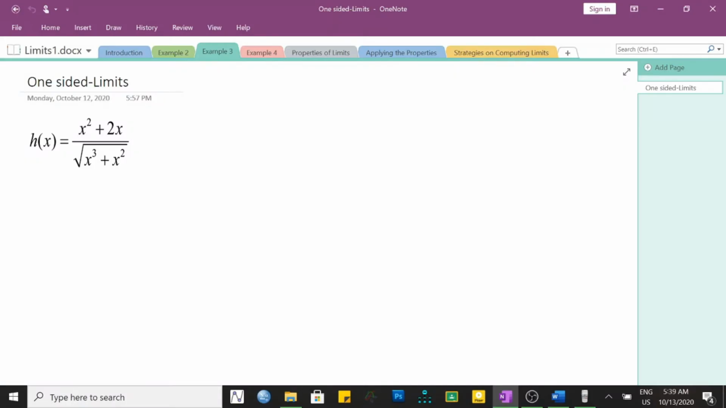Hi, welcome to the continuation of our presentation on limits. This time, we have a different function. h of x is equal to x squared plus 2x all over the square root of x cubed plus x squared.